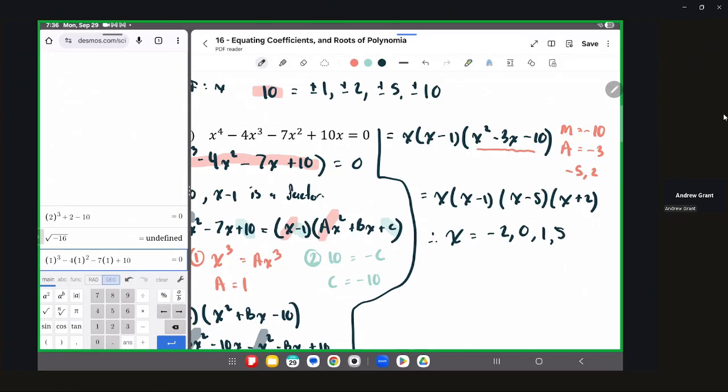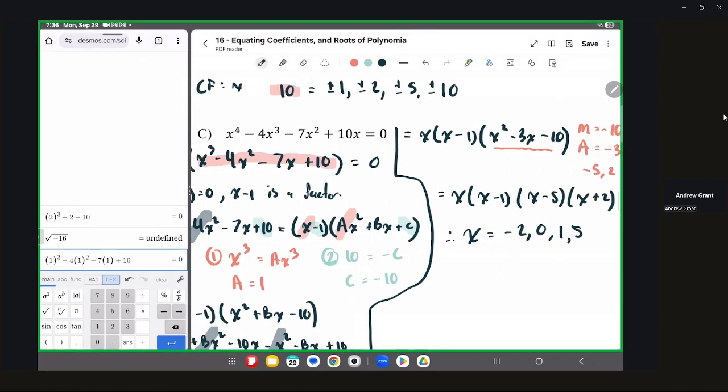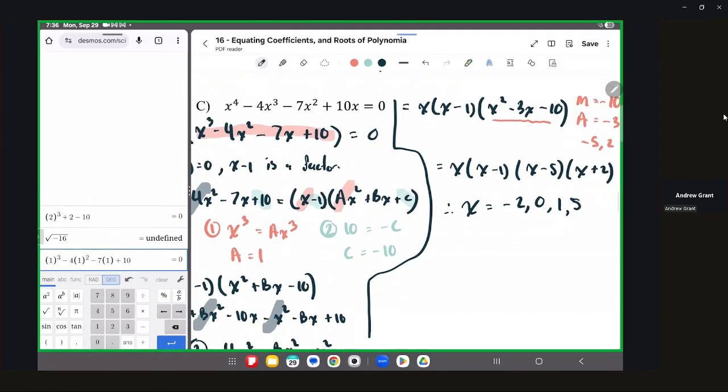So this could have also been a question where you could have solved this using the factor theorem, and that would have worked. But we have 4 solutions. So there you go.